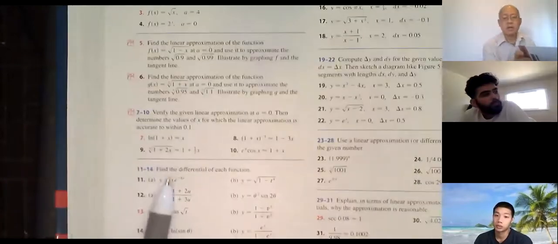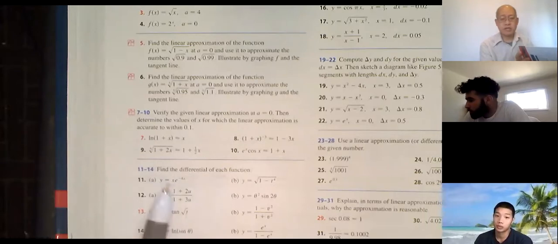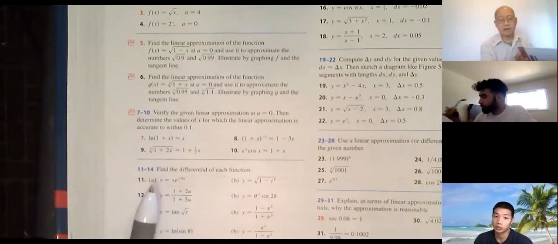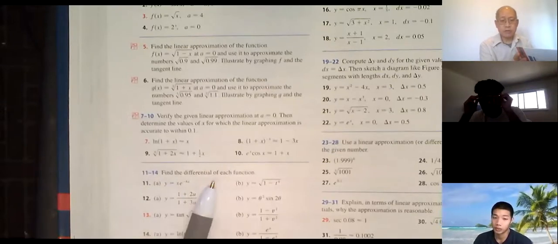So I showed you some of those. Now do a few differentials and then I'm done. Find a differential of each function. It's really not hard, folks. You just put dy on this side, then on this side you figure out the derivative and multiply it by dx.